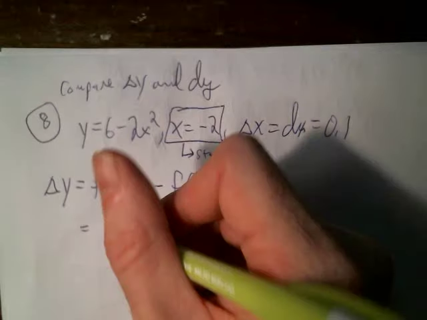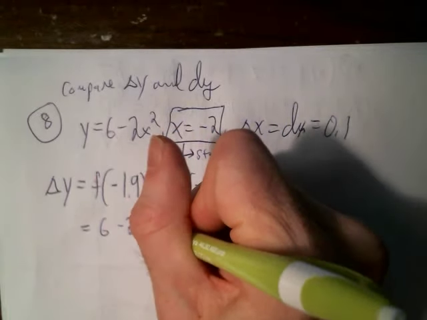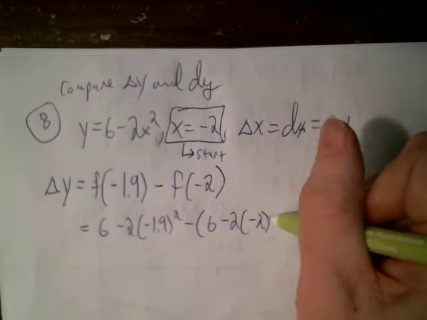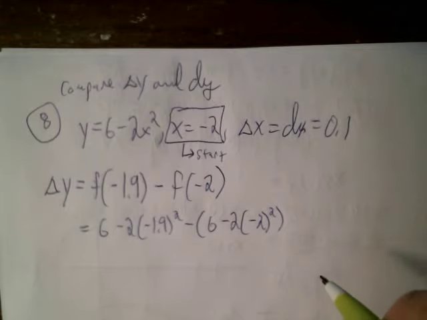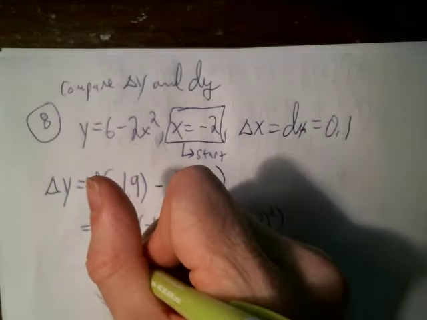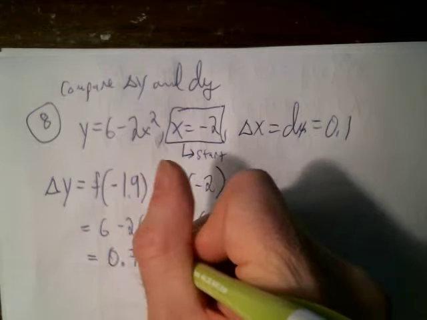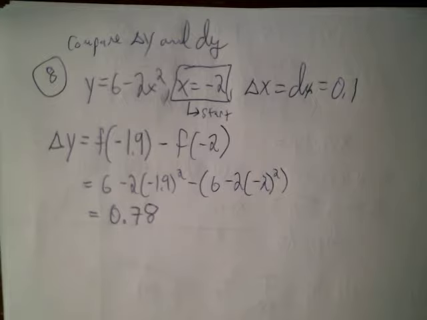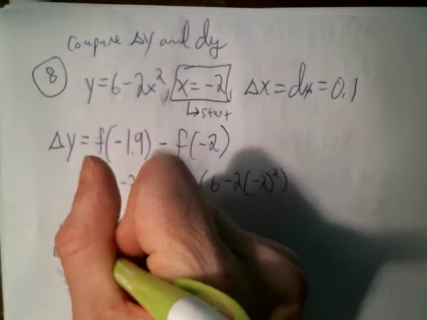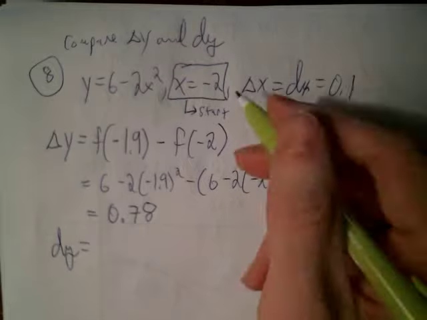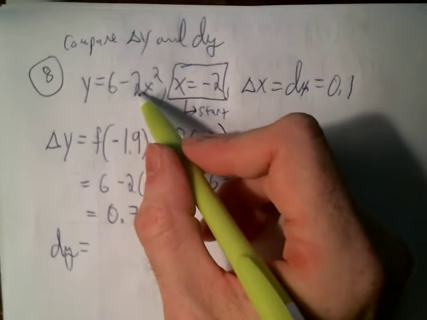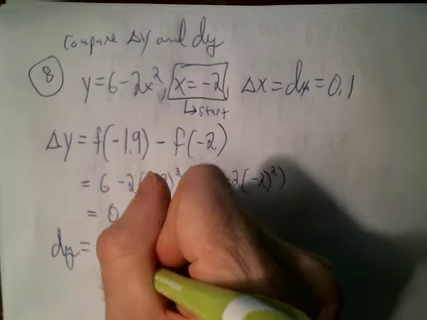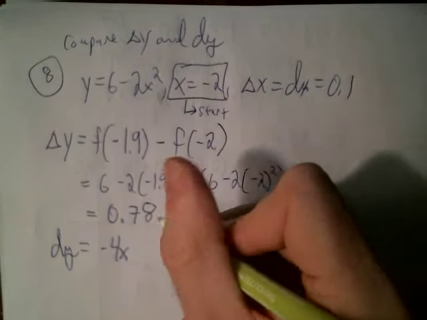Okay, so we could plug these values into here. 6 minus 2 times negative 1.9 squared minus 6 minus 2 times negative 2 squared. If you plop that into your calculator, or if you're ambitious, you can do it in your head. 0.78 for our delta y. So now let's look at dy. Dy, so to take the derivative of this, it's f prime dx, right? So f prime is negative 4x, and then times dx.